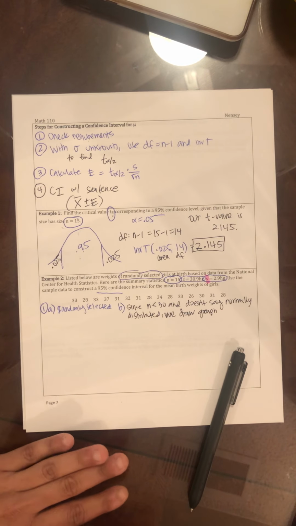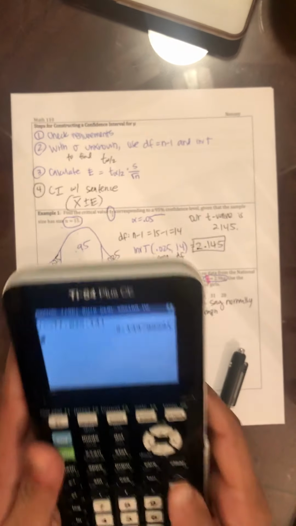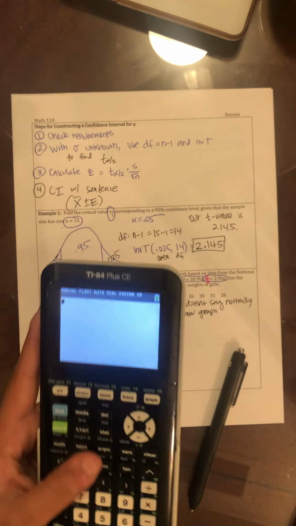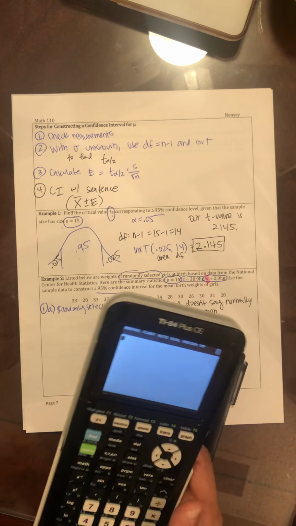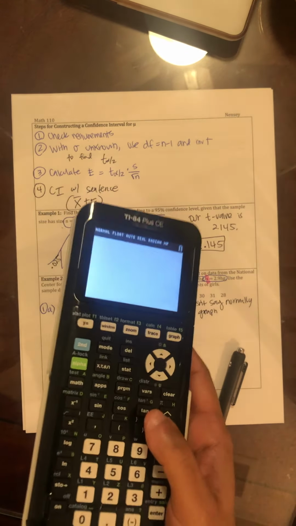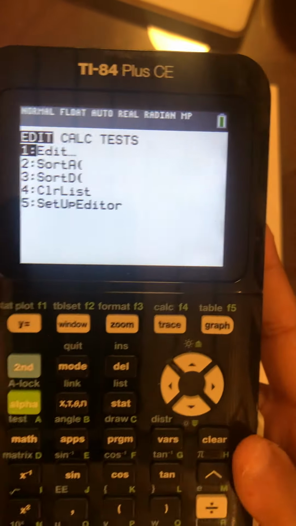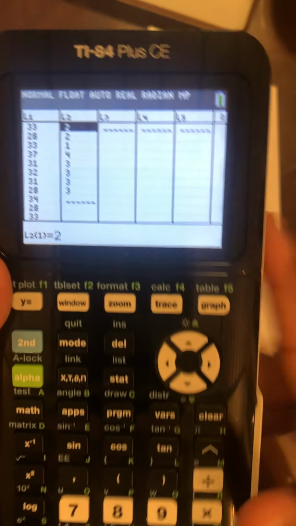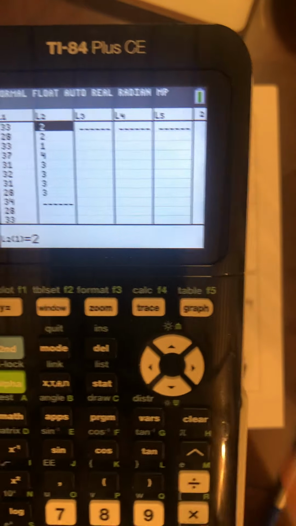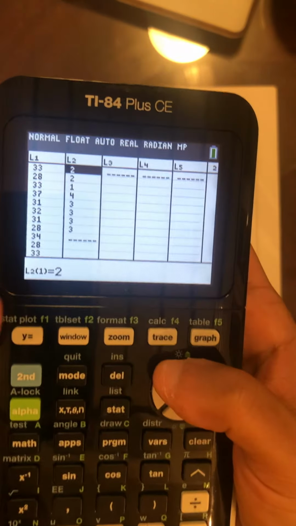Okay. So let's go ahead and draw a graph. So I'm going to go through this quickly. I'm not going to go through every single step because, well, you should know how to draw a box plot. So the first thing you want to do is enter these data into a list. How do you do that? You go to Stat and you go to Edit. And you have your list. Now, I already typed it in, but I created a second list to show you guys how to clear it.